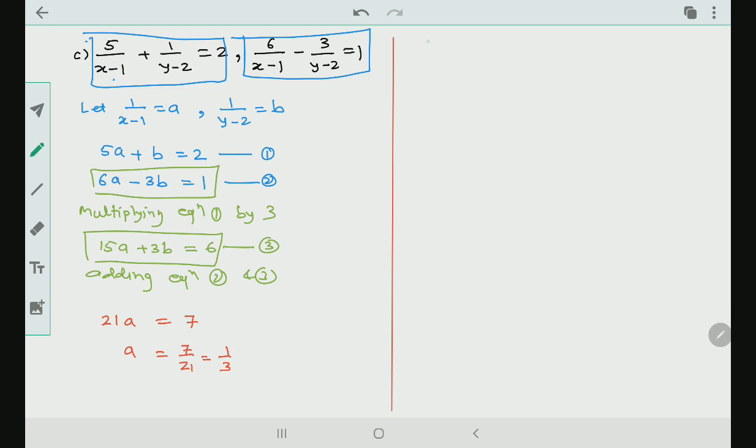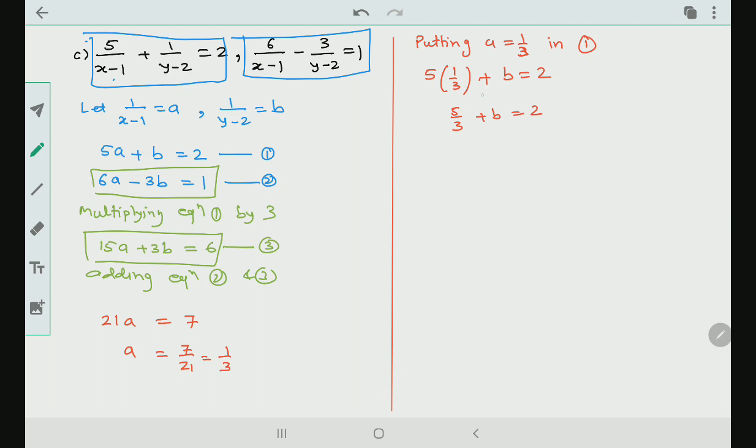Now, putting this value, a is equal to 1 by 3, in any of the equations. So 1 is better, right? Or 2 is better? Okay, if you want in 1, I'll go for 1. Equation 1. So 5 into 1 by 3 plus b is equal to 2, right? 5 into 1 by 3 is 5 by 3 plus b is equal to 2.